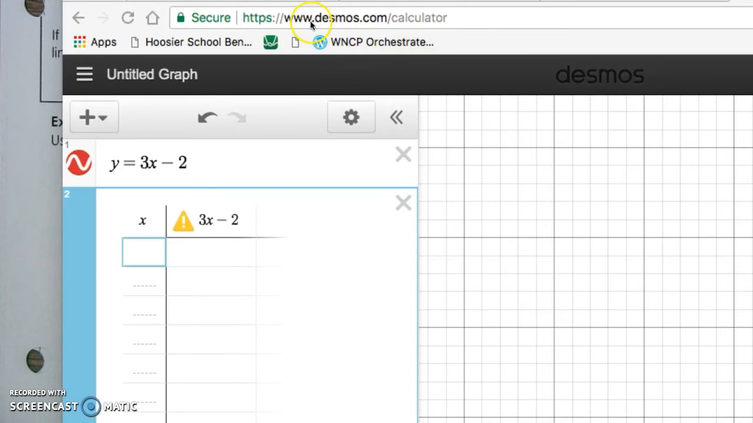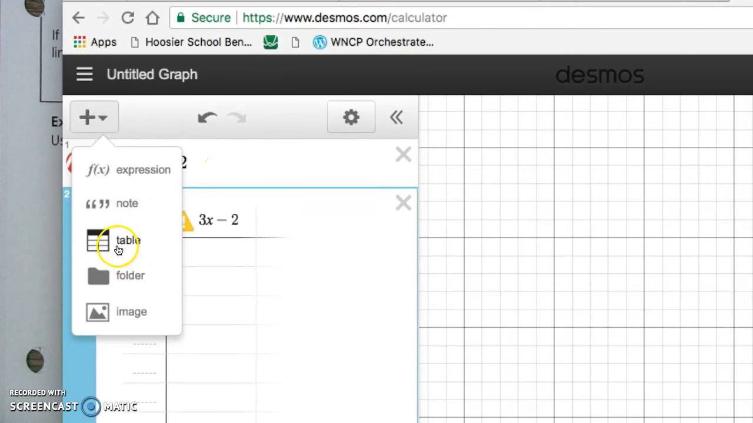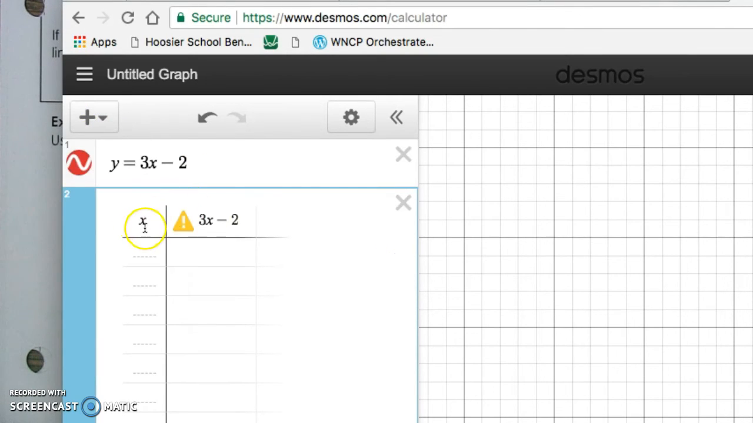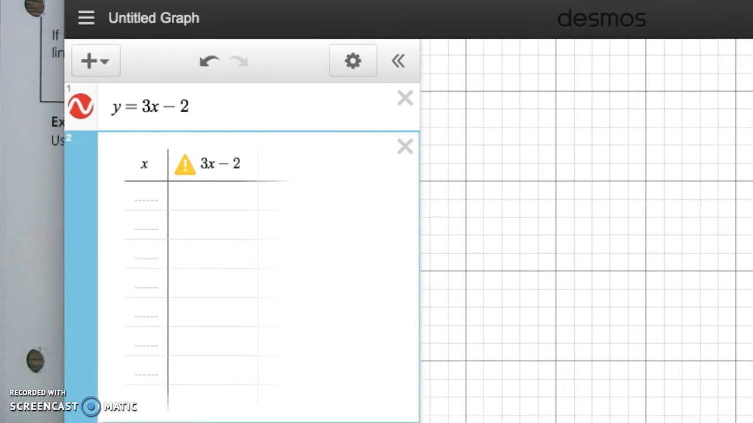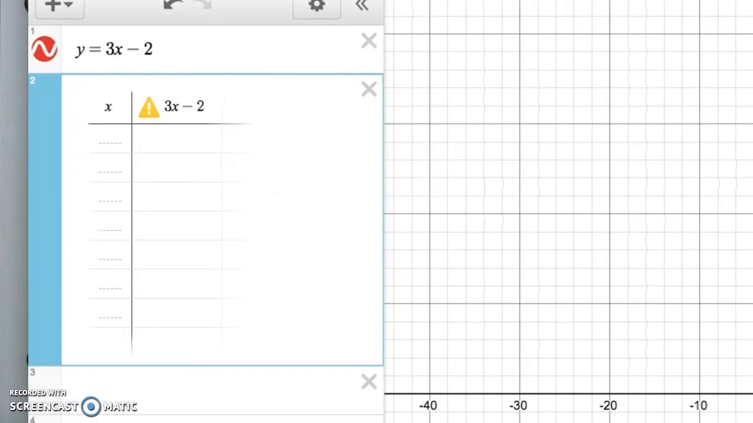So I've gone to Desmos.com, and I typed in the function, 3x minus 2, and I went to add an item and added a table, and I changed the first column to just x, not x1. I got rid of the y1 and put the function 3x minus 2. Now I want to figure out how am I going to get close to 2? How am I going to show what the values are doing as we get close to 2?